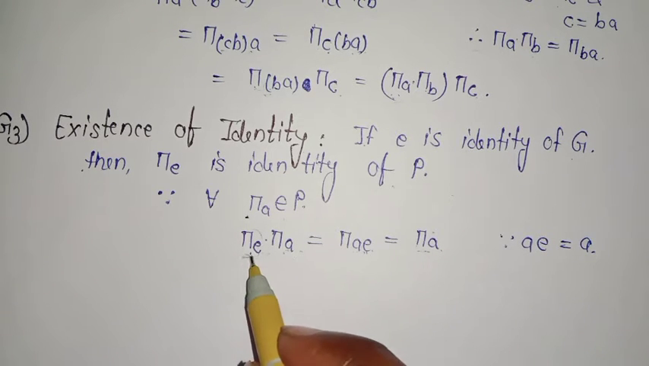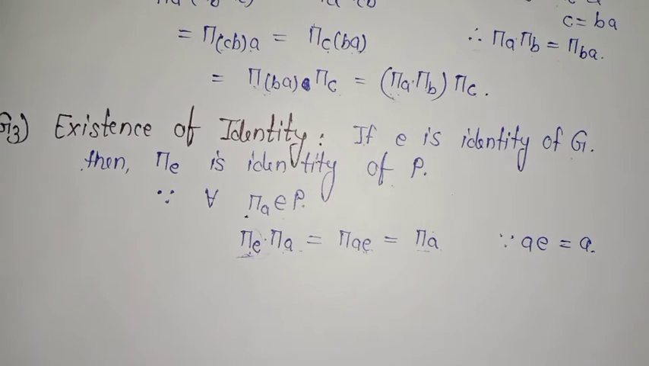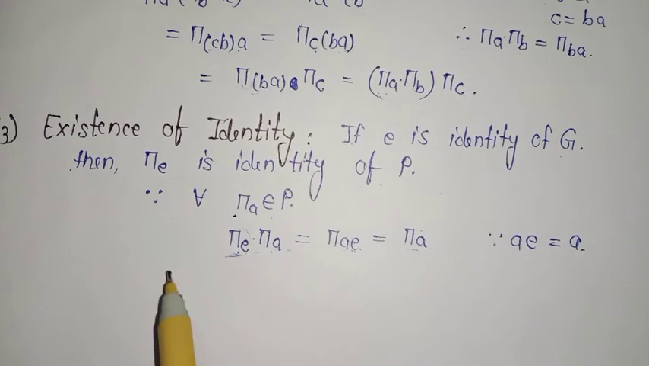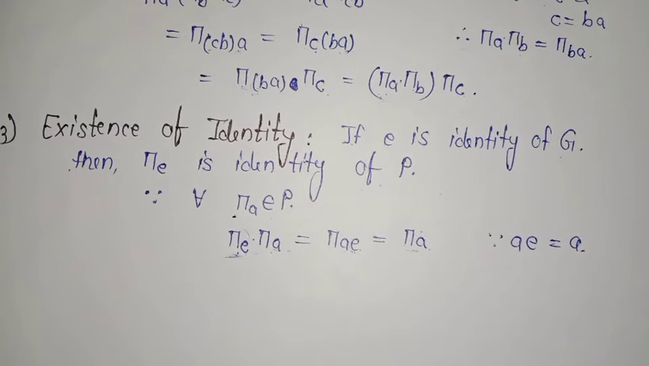So this is the identity for the given set that we have defined. And now the third property is satisfied. So we will move toward the last and fourth property of the group.